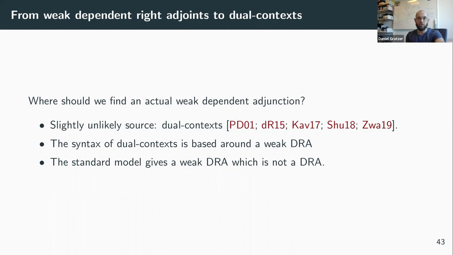The key point that I want to get across here is that the syntax of dual context also contains a weak DRA, but even more interestingly, the standard model of dual context type theories includes a weak DRA which is not an actual dependent right adjoint, which truly only models the weaker elimination rule. So let's get into it.